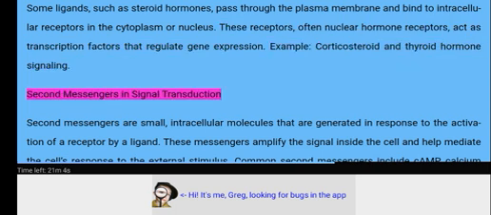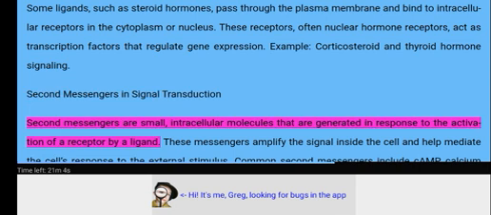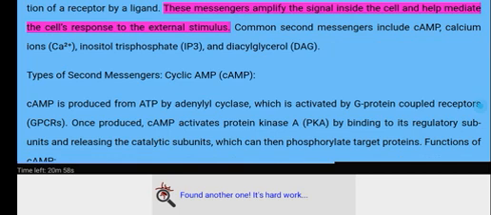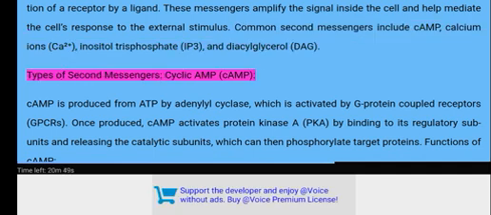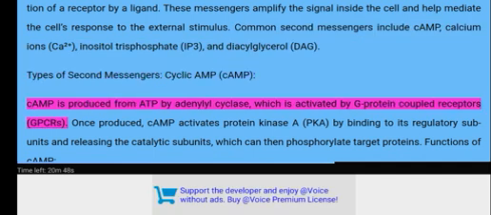Second messengers in signal transduction. Second messengers are small, intracellular molecules that are generated in response to the activation of a receptor by a ligand. These messengers amplify the signal inside the cell and help mediate the cell's response to the external stimulus. Common second messengers include cAMP, calcium ions (Ca²⁺), inositol trisphosphate (IP3), and diacylglycerol (DAG). Types of second messengers. Cyclic AMP (cAMP).